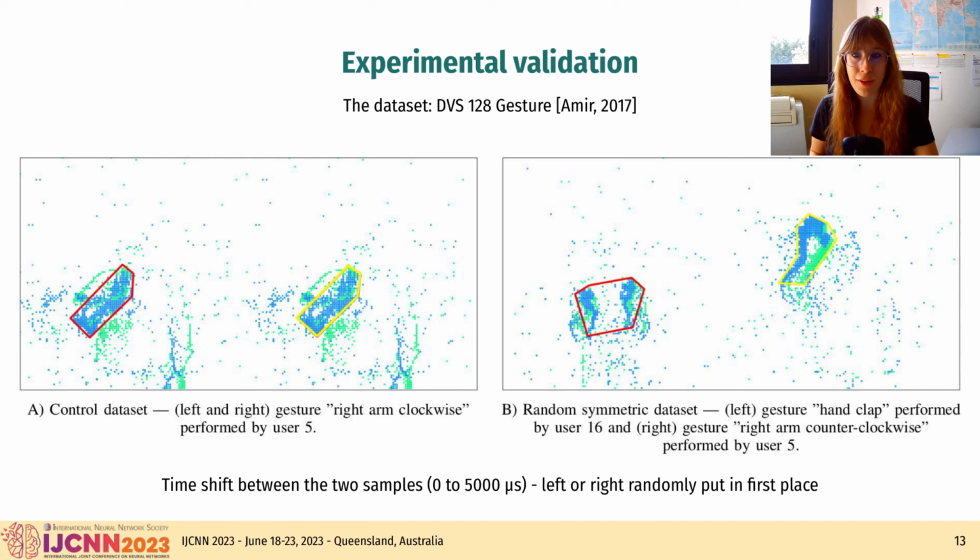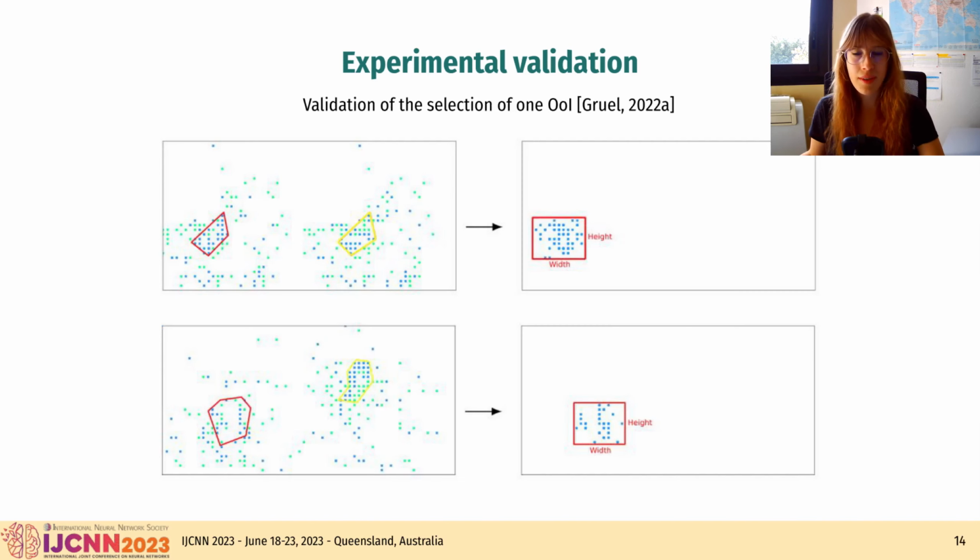Additionally, we are going to use a temporal shift between the 2 samples that ranges between 0 and 500 microseconds, in order to assess whether the timing of the beginning of the movement has an impact or not on the detection of what is salient. As I said, we are first going to validate the selection of one object of interest with our previous model, in order to make sure that it is interesting to continue building on it.